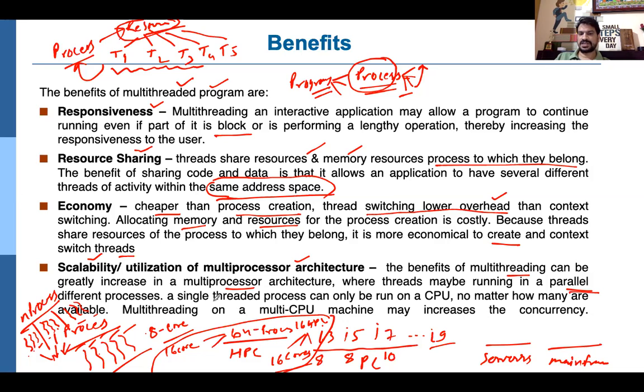A single thread process can only run on one CPU, no matter how many are available. So only a single thread will be running in a process. One processor or one CPU will take one thread. It means that if we have multiple processors or multiple cores, we can provide multiple threads to them. Multi-threading on a multi-CPU machine may increase the concurrency. So parallelism and concurrency could be achieved.